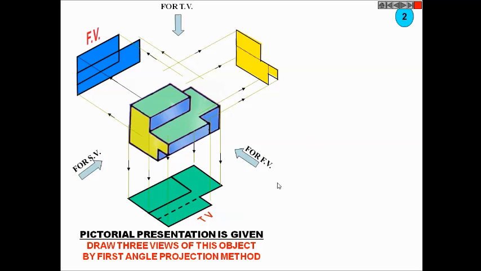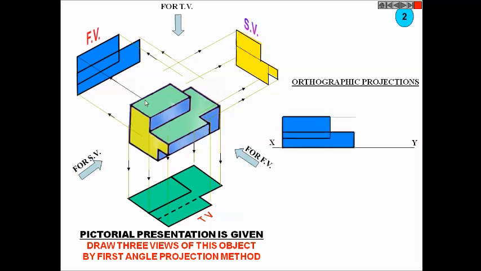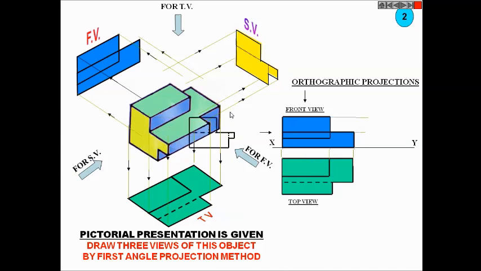Now if you go for drawing the orthographic projection for this object, first you have to draw the XY line. Then above the XY line the front view is located, and the front view looks like this. Then below the front view the top view is located, and the top view is below the XY line. And then as we are drawing the left hand side view, on the right side of the front view the side view is located. It looks like this. So, the left hand side view.